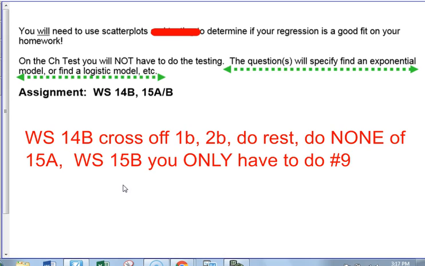Yep. So originally my idea was to cross off a couple on 15B, but instead I've decided to cross off all of 15A and part of 15B, okay? All right, so get started on that right now.